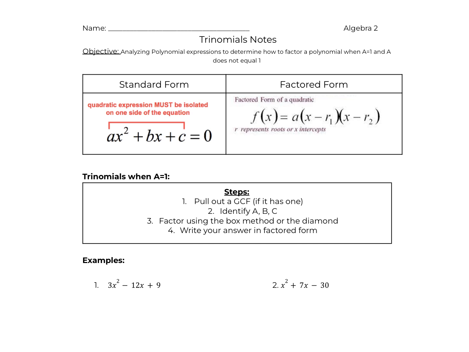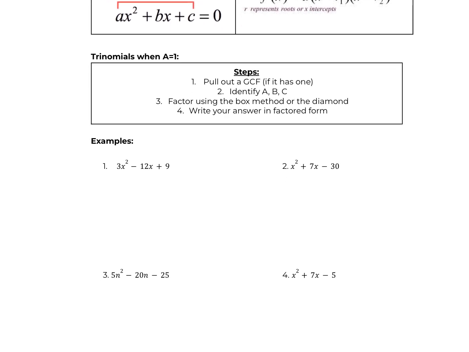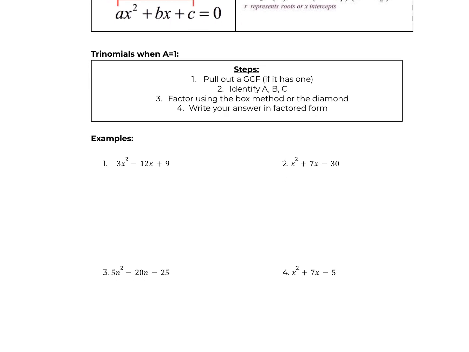All right, so the way this works, first thing we're going to do is factor out a GCF. Remember, GCF is a greatest common factor, if there is one. Then we're going to identify our A, our B, and our C. Then we're going to factor using the diamond or the box and write our answer in factored form. And this is whenever trinomials have an A of 1.